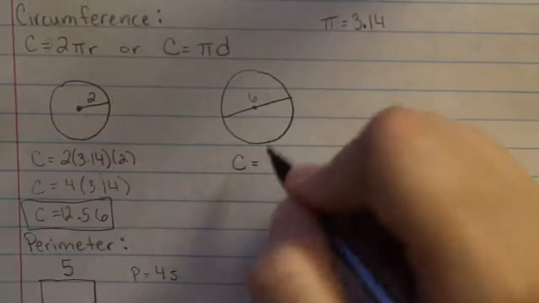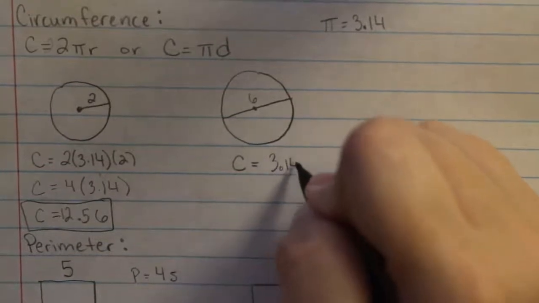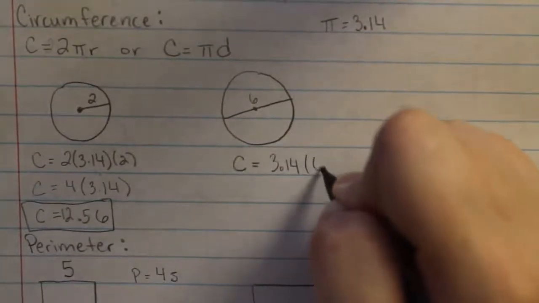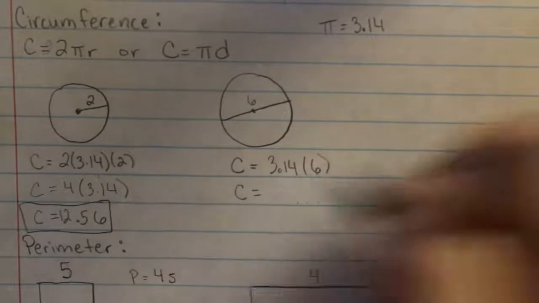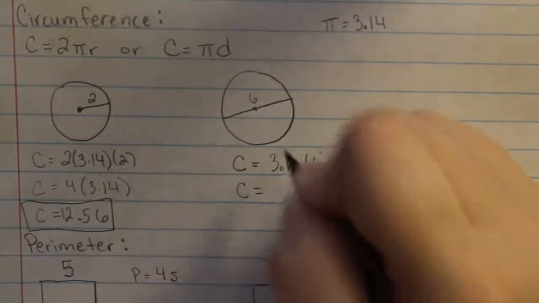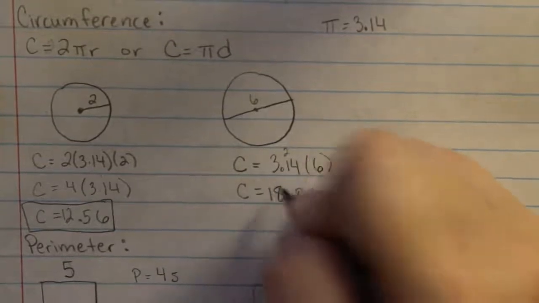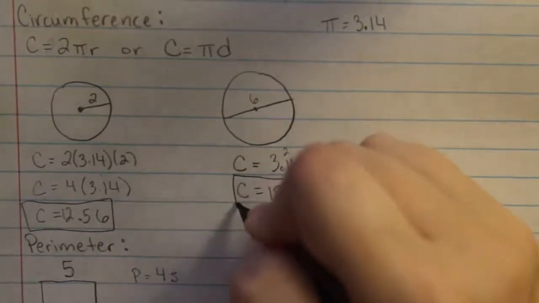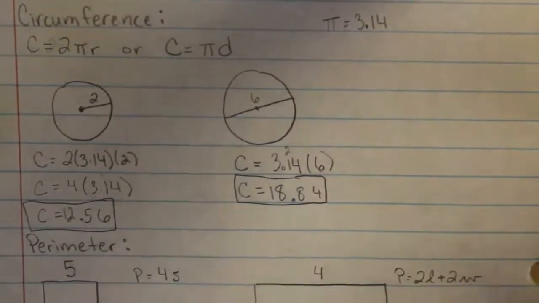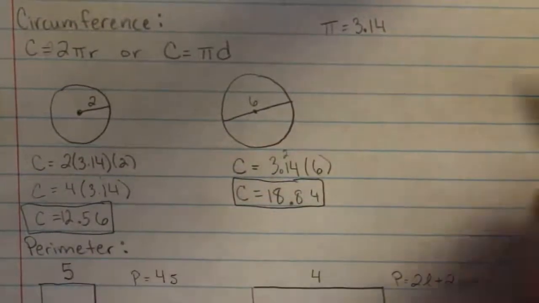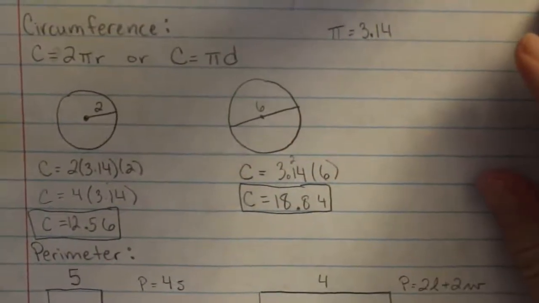Whereas here we have 3.14, we're given the diameter, so it's times 6. So circumference is going to equal 18.84. And again, you would put whatever units they are afterwards. I was just trying to make it easy by not giving any units.